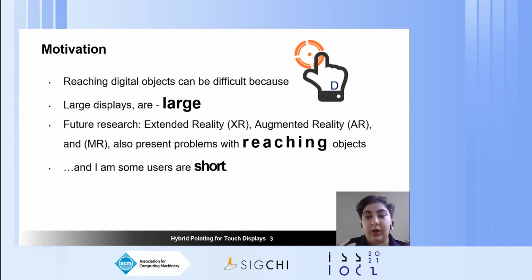Additionally, there are lots of problems with reaching and fatigue from moving around. And often users who are sharing a display don't want to be crossing into each other's boundaries. So we looked at how we could enhance pointing and reaching on large displays. And I want to clarify, when I say large displays, I'm talking about wall-sized displays. The display used in this study is over 4 meters long.